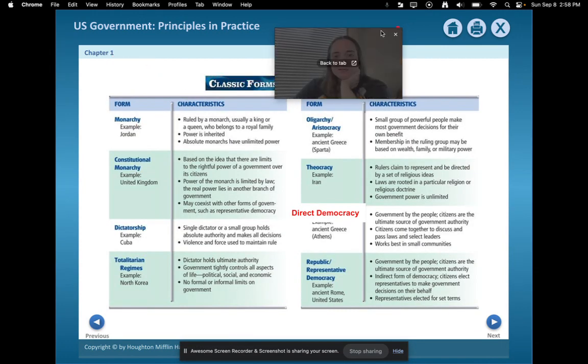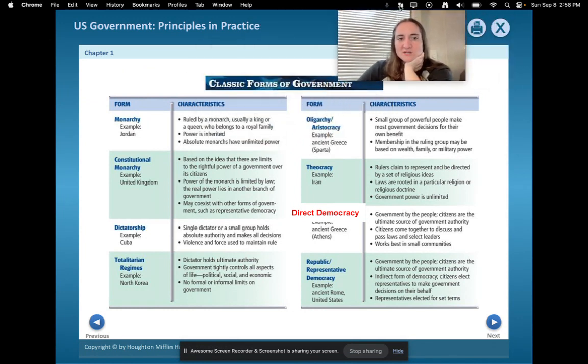All right, so here's a bunch of different forms of government. And I'll just brief through some of these. So the first one would be a monarchy. That's usually ruled by a king or a queen. And then constitutional monarchy is where there's a king or a queen, but their powers are very limited in what they can do. There's also the dictatorship, where just a single person holds all the power. Totalitarian regimes.